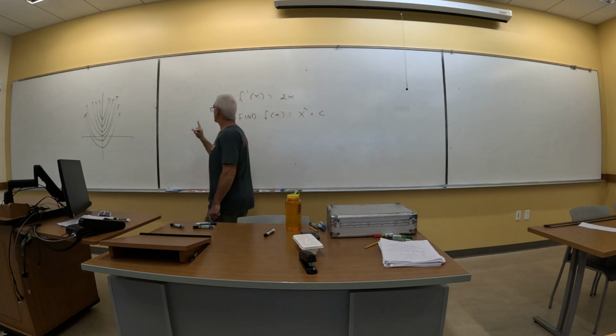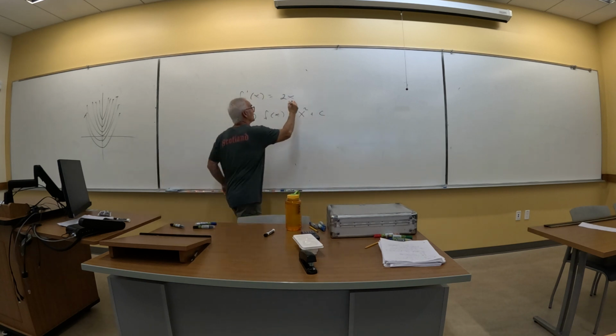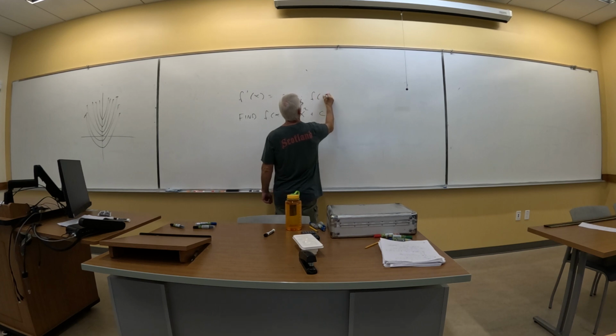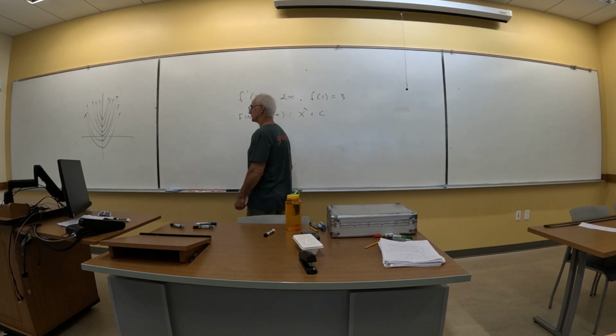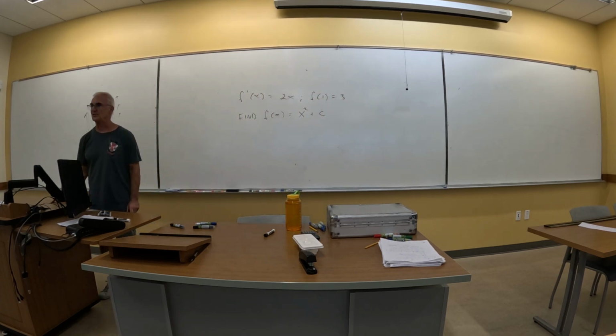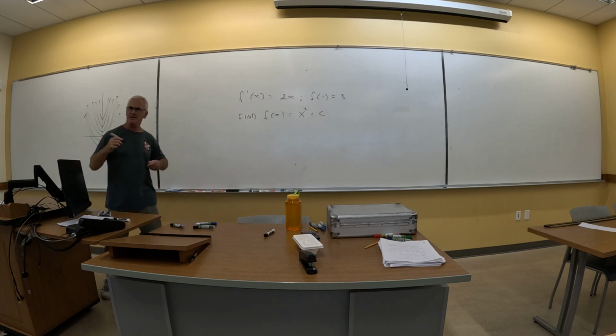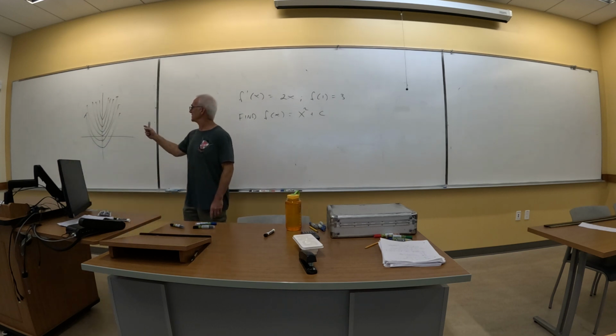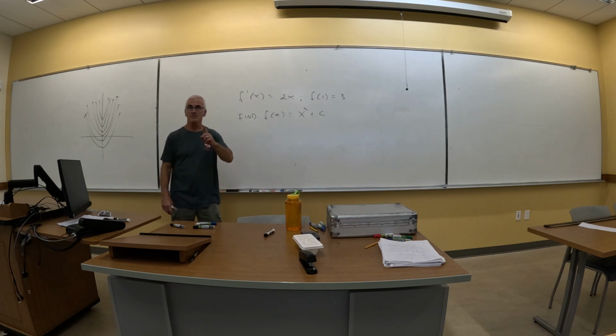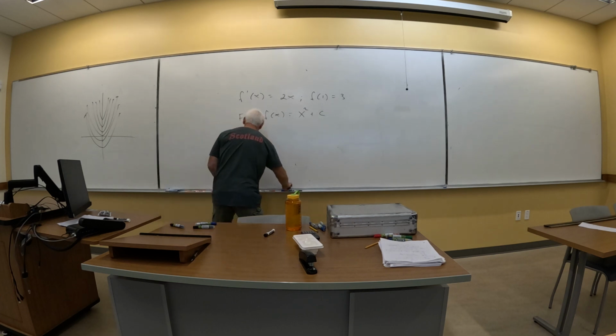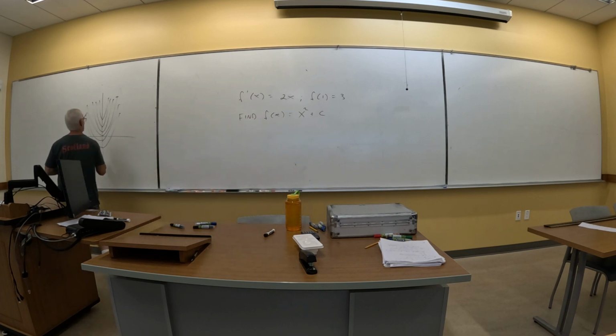What if I wanted one specific answer? What if I also included f of 1 equals 3? What if I included that also? Now would there be more than one answer? How many of these go through the point 1, 3? At most, 1, because they don't intersect. So it's probably right there, 1, 3.